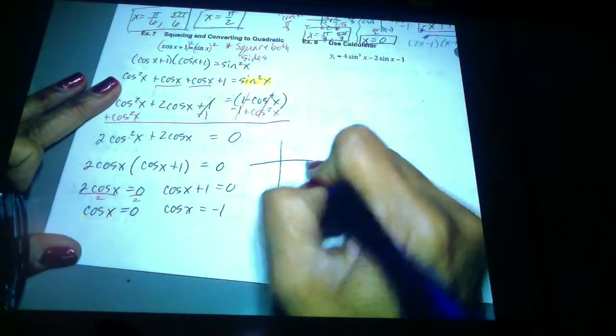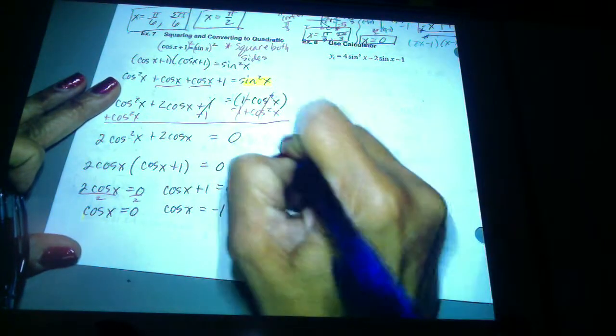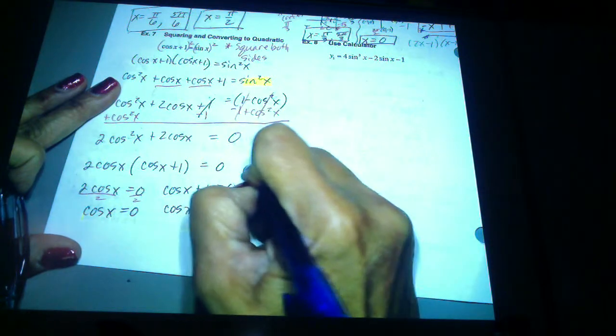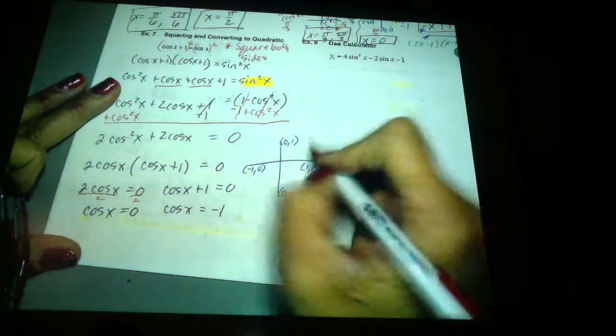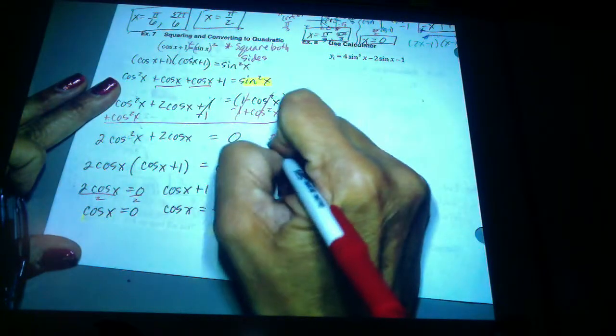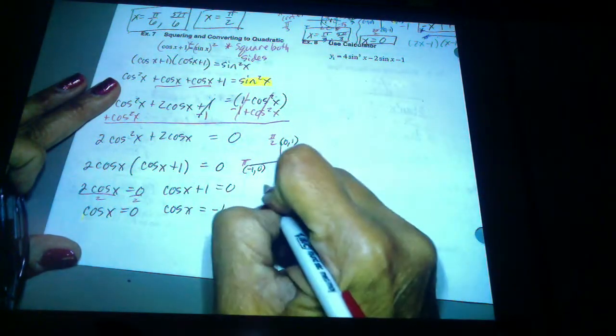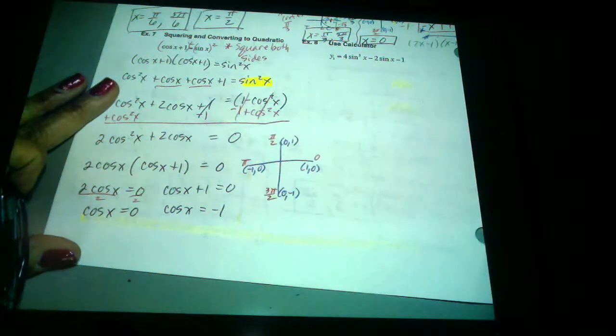Ordered pairs. So I'm going to look at my ordered pairs, 1, 0, 0, 1, negative 1, 0, and 0, negative 1. So here I have 0, pi over 2, pi, and 3 pi over 2.